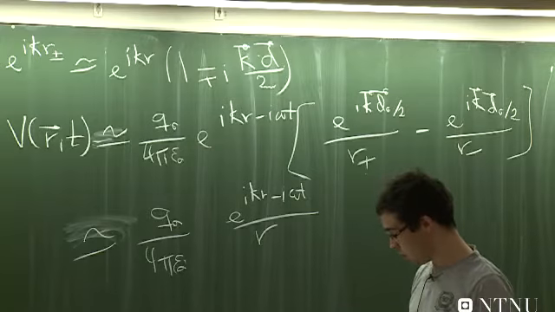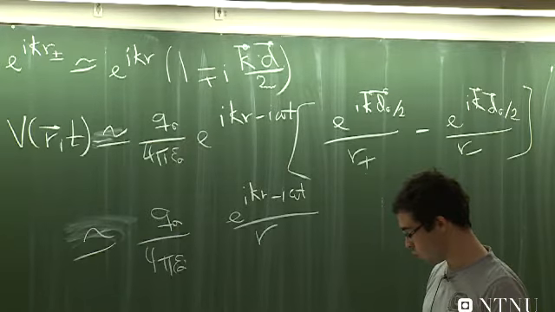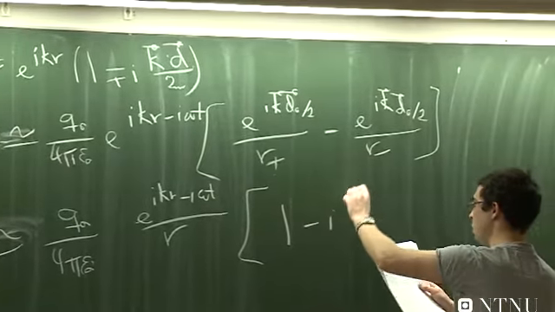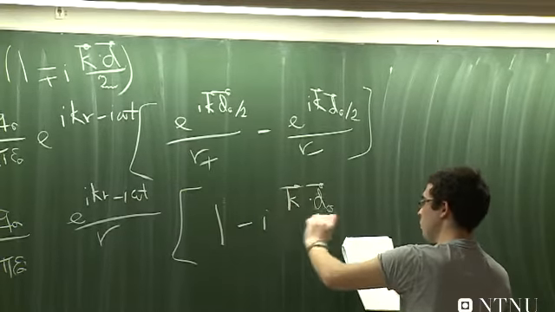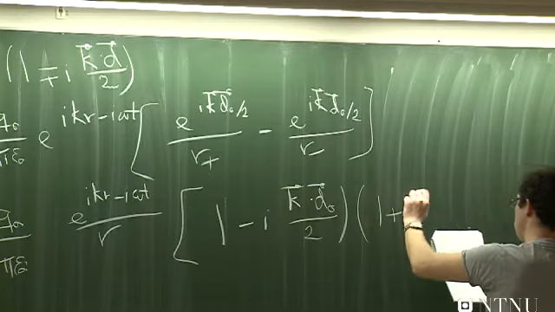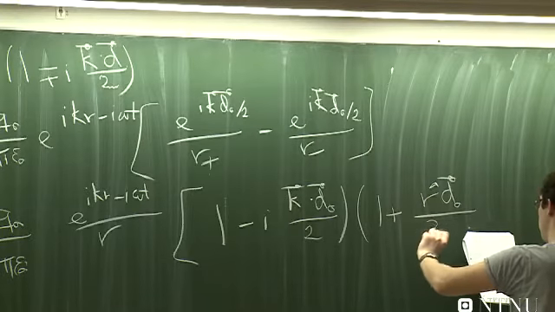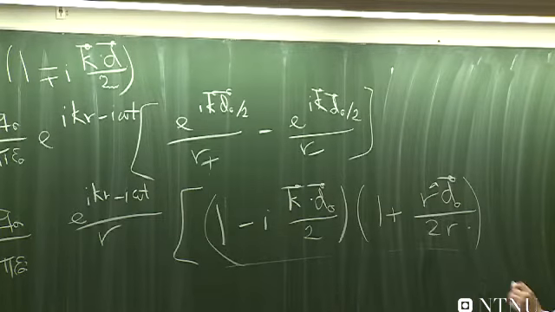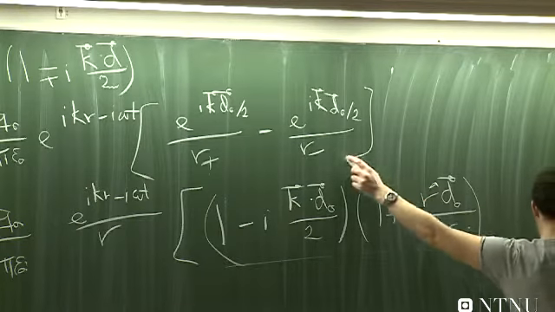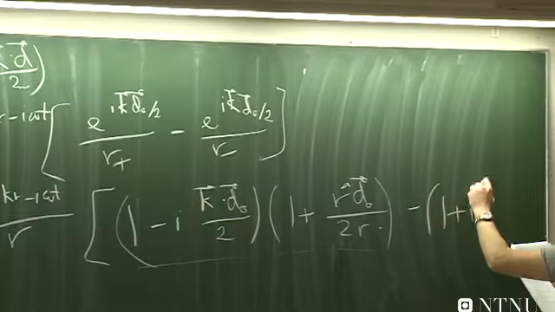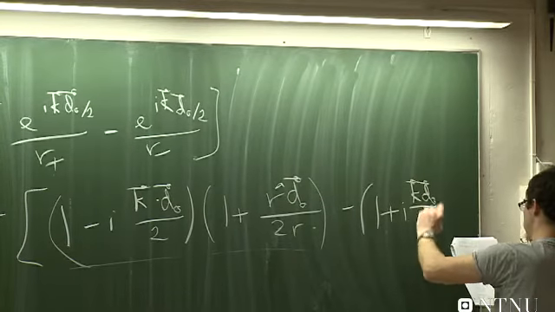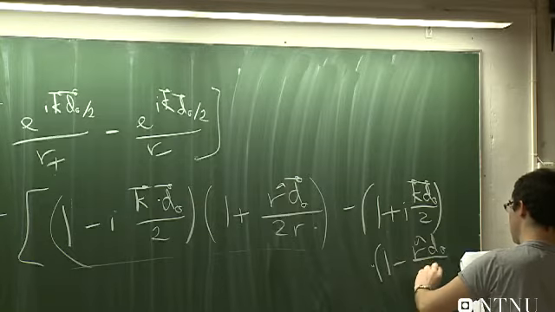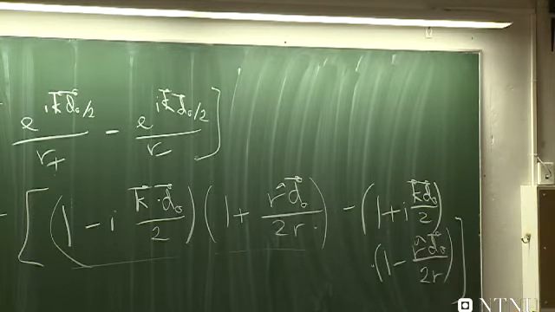In fact, wait a second. Yeah. Okay, we keep that for now. And then the brackets become 1 minus i k d naught half 1 plus r hat d naught over 2r. One of these is from the exponential, this one, and this is from the 1 over r plus. And similarly, we get two factors from the second term here. 1 plus i k d naught half times 1 minus r hat d naught over 2r. And close the bracket.